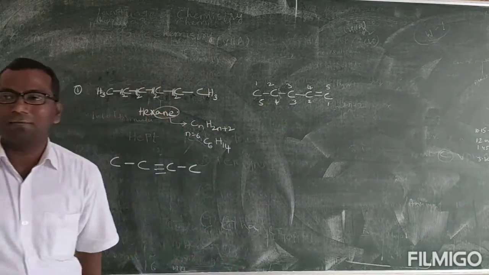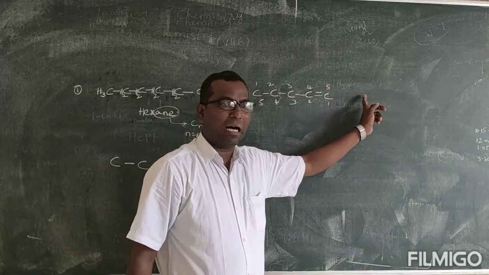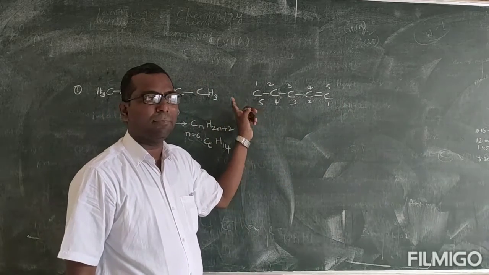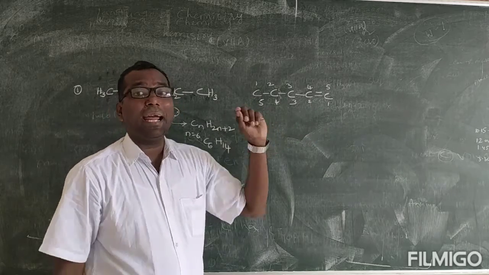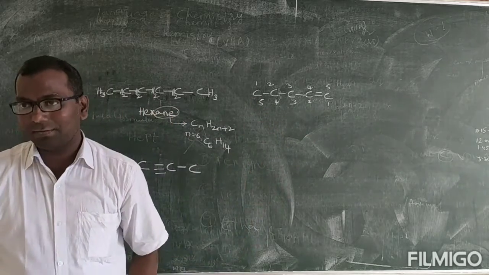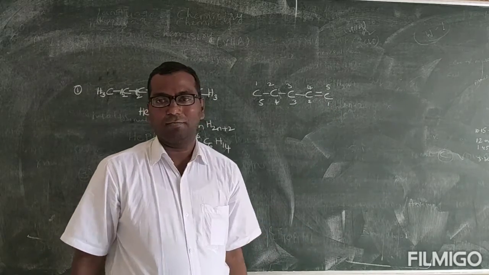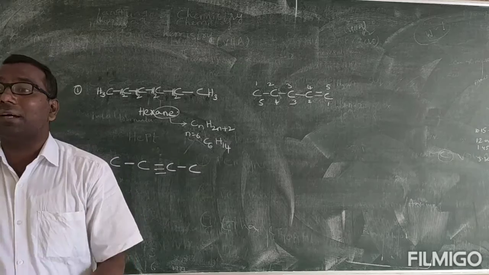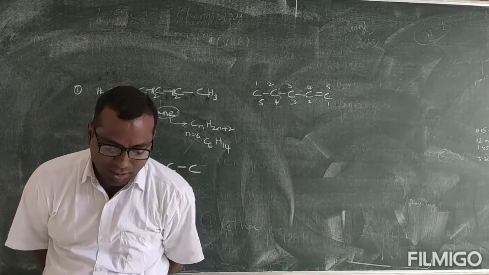Which one is correct? From left to right is correct, or from right to left is correct? Here the numbering is right to left. Why right to left? Where the least number you get for the bond, that is considered. The bond has to get the least number.